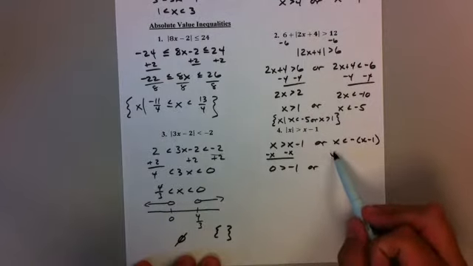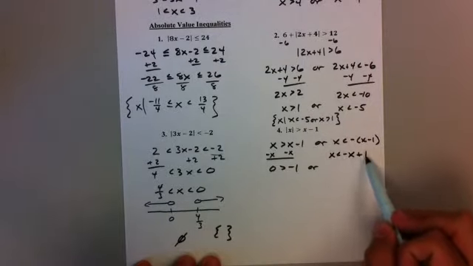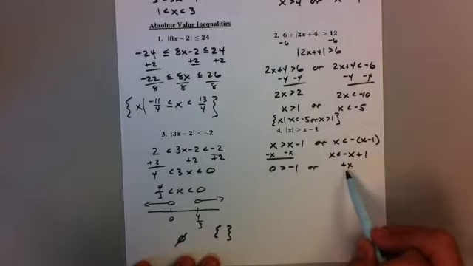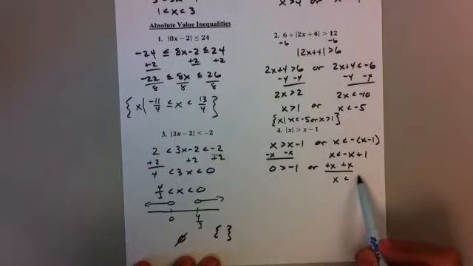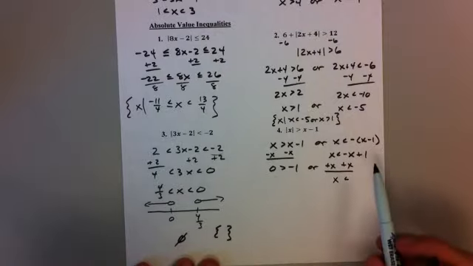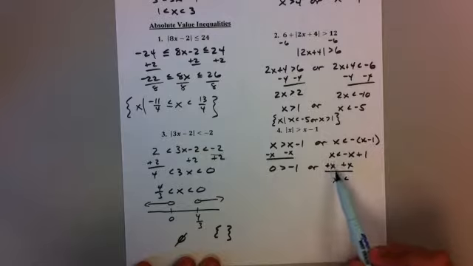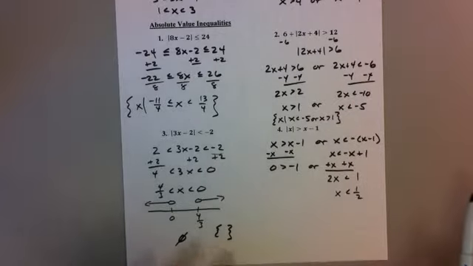Or over here I get x is less than negative x plus 1. If I add x, sorry, that should say 2x right there, 2x is less than 1. x is less than a half.